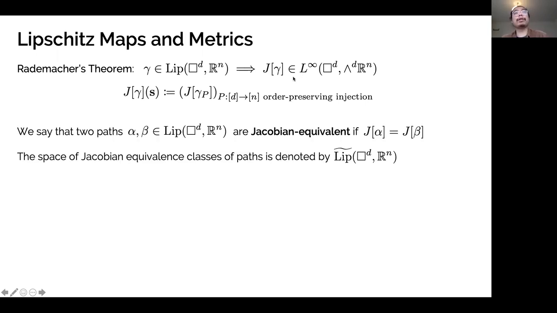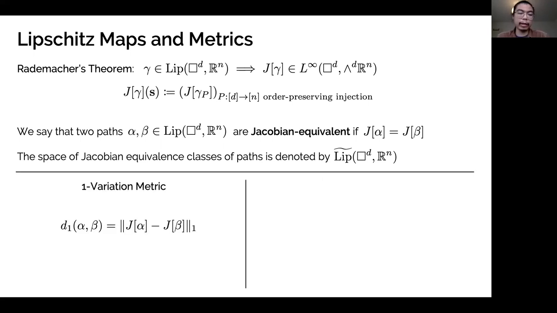Similar to the case of paths, this mapping space monomial is only defined using these Jacobians. And so we can talk about a quotient of these Lipschitz maps, which we call Jacobian equivalence. If we take two Lipschitz maps, we say that they are Jacobian equivalent if their corresponding Jacobian minors are all equivalent as L infinity functions. And we call the space of Jacobian equivalence classes using this tilde. So this equivalence relation corresponds to the translation equivalence of paths.